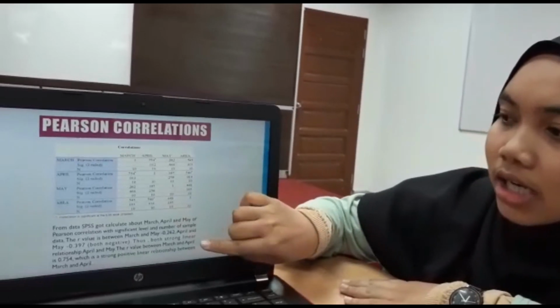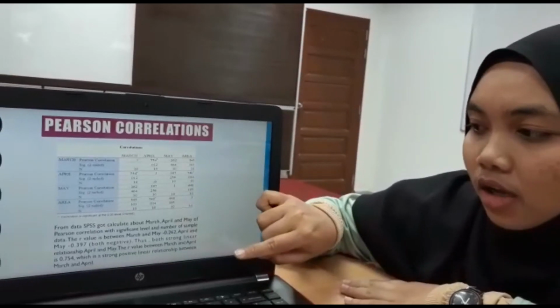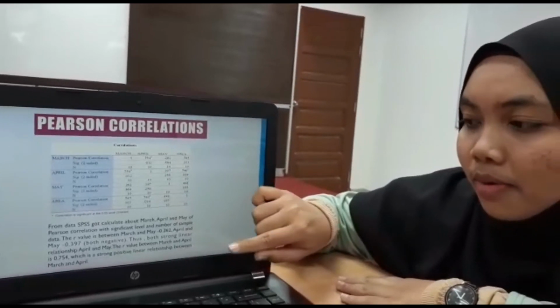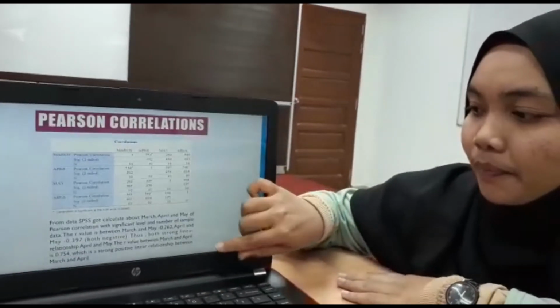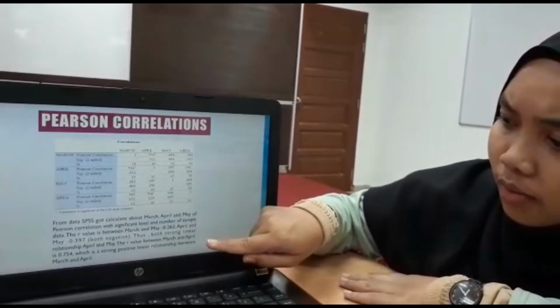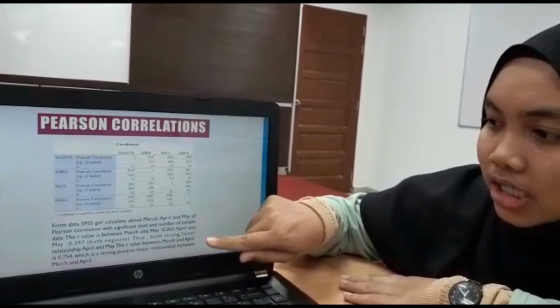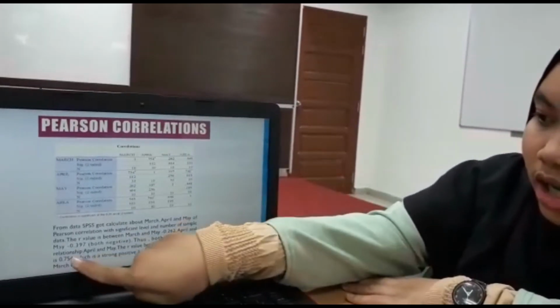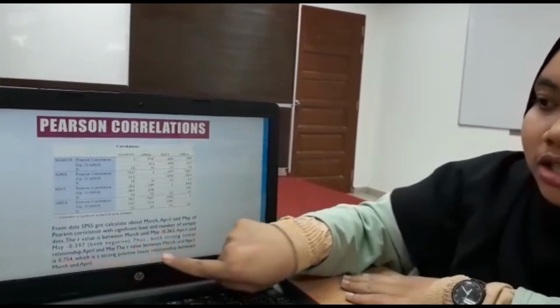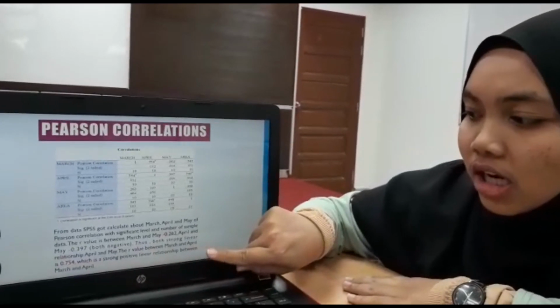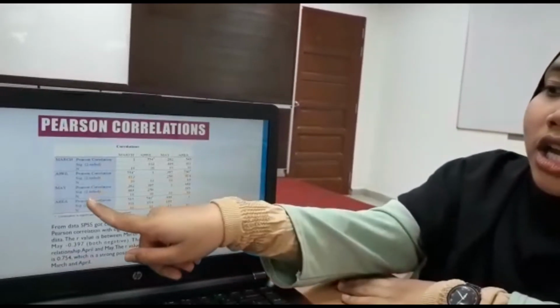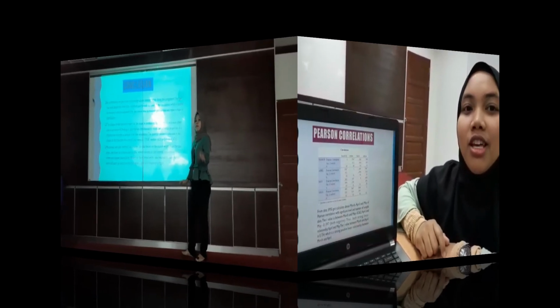Both show a linear relationship with May. The R value between March and April is 0.754, which is a strong positive linear relationship between March and April. That's all for me. Thank you.